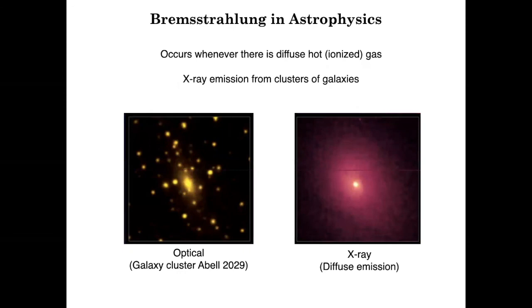Now, Bremsstrahlung occurs in astrophysics whenever there is a very diffuse and hot gas. So you can expect it when you have ionized gas. Bremsstrahlung is typical in X-ray emission from clusters of galaxies. You have here the optical image of a galaxy cluster. And then here, when you look in X-rays, you have this diffuse emission. This diffuse emission is Bremsstrahlung. It's characteristic of very optically thin emission in ionized gas.